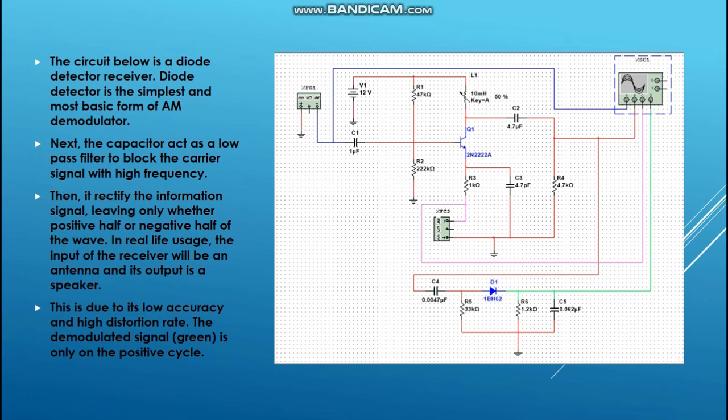Also, the demodulated signal is only on the positive cycle. This is because the diode detector receiver rectifies the waveform to produce only the positive half of the modulated signal. Thank you.